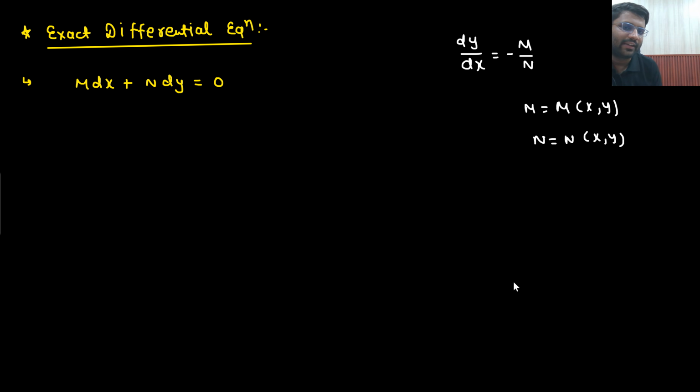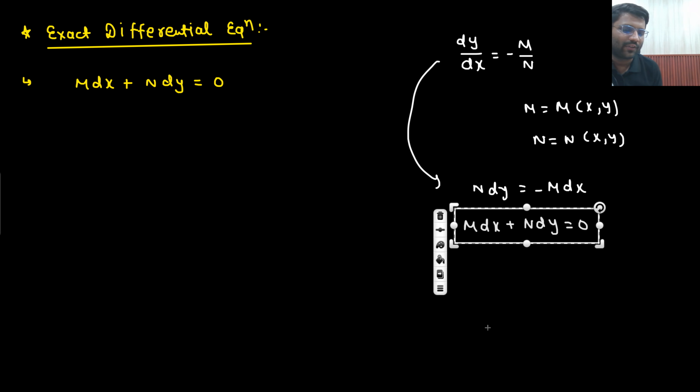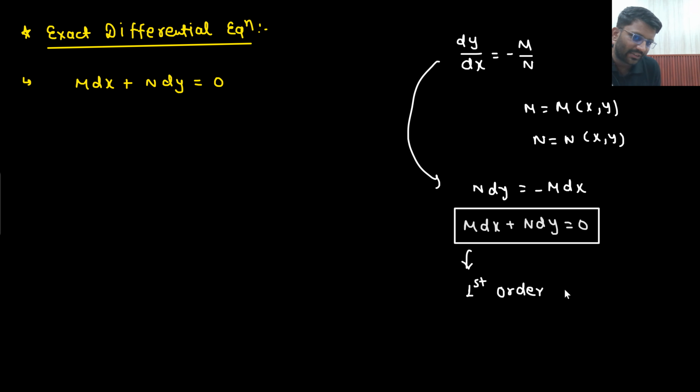So when we rewrite the equation, can we rewrite in this manner? I am rewriting this. So it will be n dy equals minus m dx. Now this m dx comes to this side: m dx plus n dy equals 0. So in the examination, in place of giving dy by dx, it might happen that they give you this form. If they give you this form, then you would understand that, sir, it is a first order differential equation only. It is nothing but a first order differential equation with degree 1. Is that understandable to you?